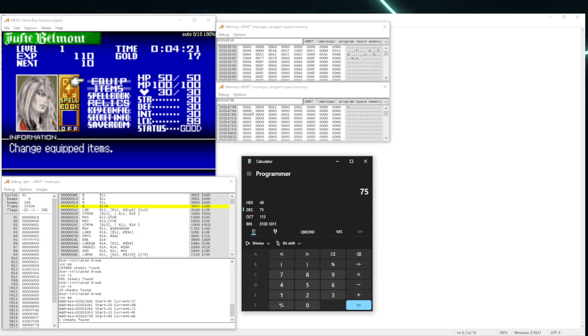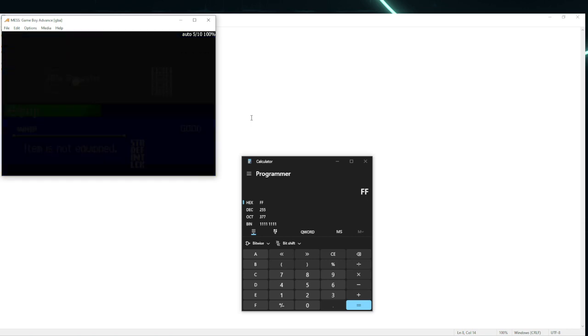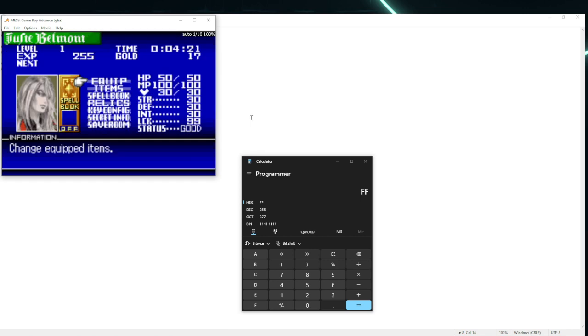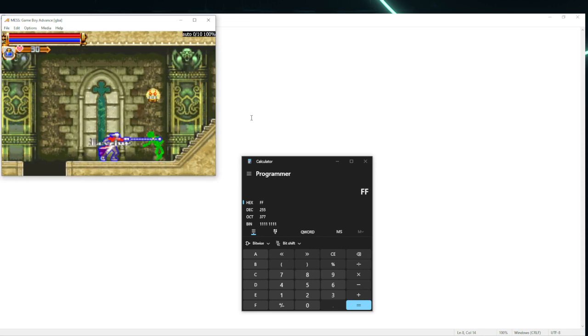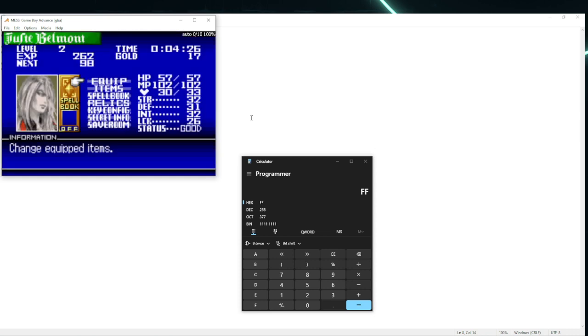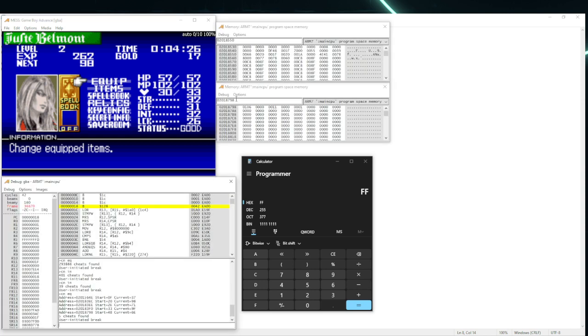We need 10 more to increase, so I'm just going to make this FF. Remember, this is hexadecimal, so FF is 255. So we should level up maybe 2 levels. Put FF and go back into the game. Okay, you see we're at 255, so I just need to kill somebody to increase the value, and there we go, we leveled up. We're at level 2.